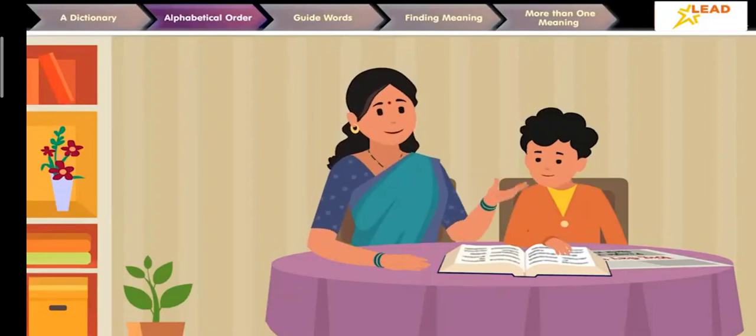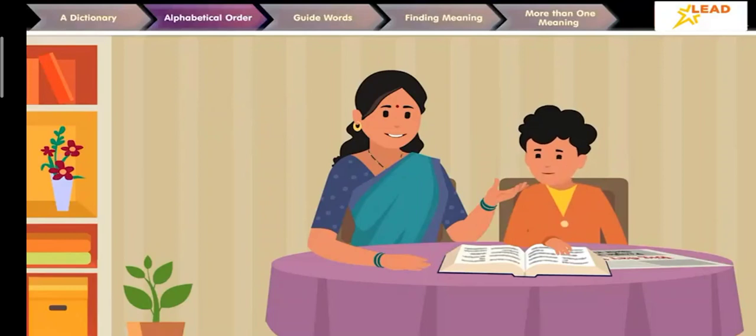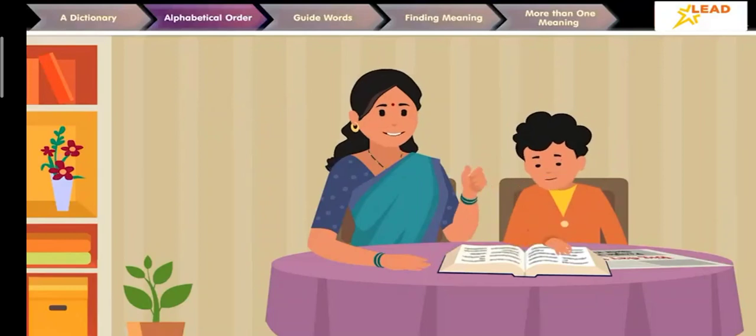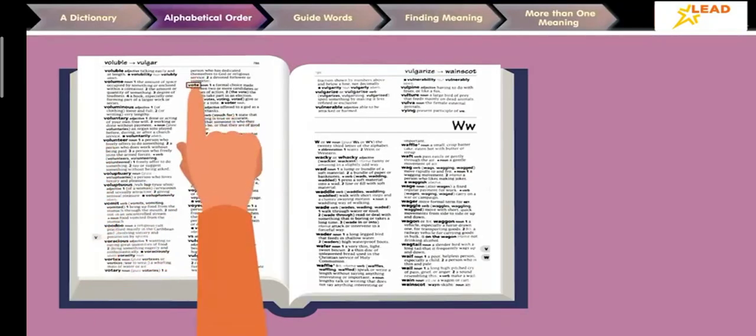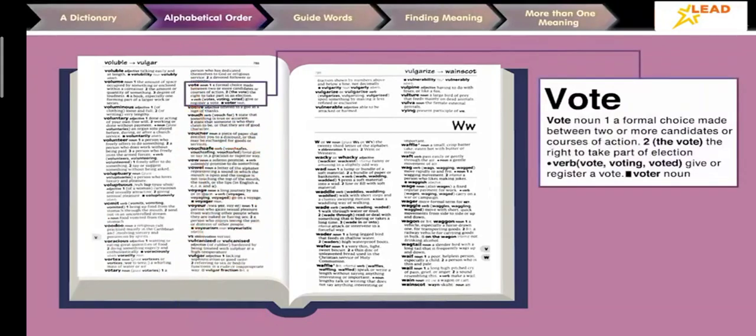Where do you think you will find the word vote? I think the word vote should be in the last few pages. Well done! How did you guess that? Since the words are in alphabetical order, words starting with V should be towards the end.